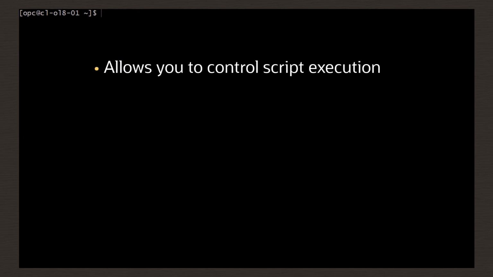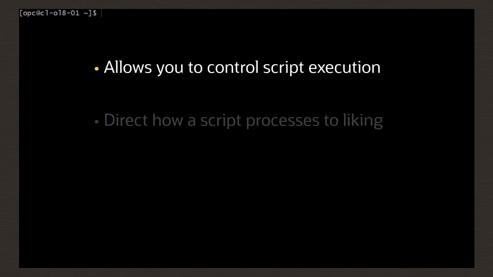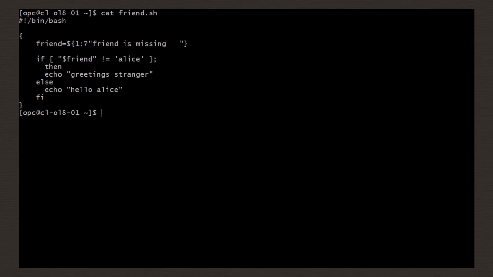Flow control within a script allows you to control how the script is executed. In other words, you can direct how a script processes according to your liking. And one such method for controlling a script is using the conditional construct if-else. For example, let's use the cat command to take a look at an if-else block added to the friend script.